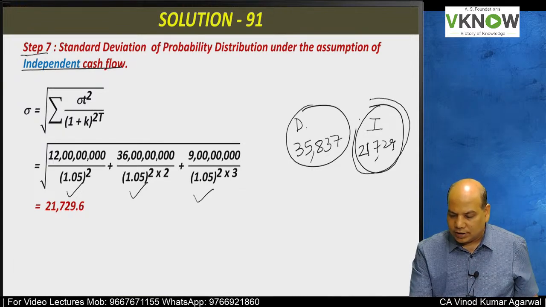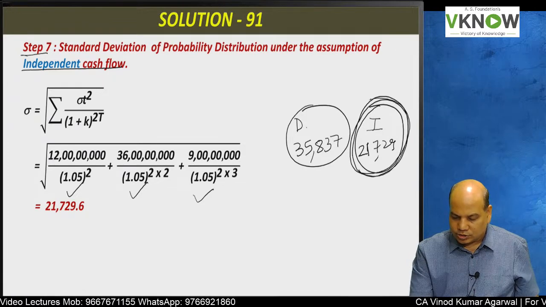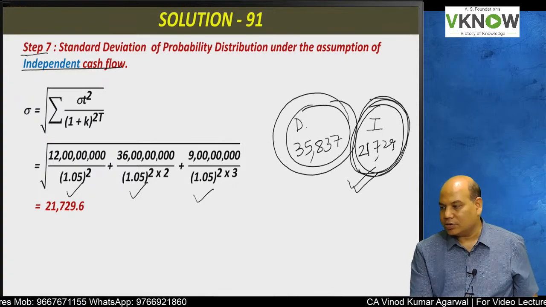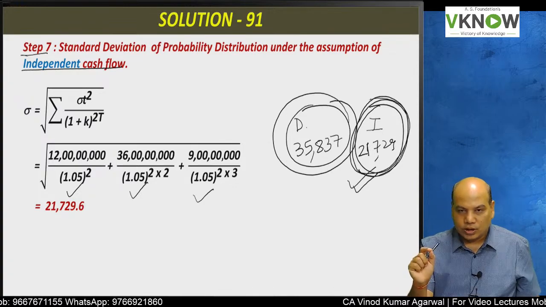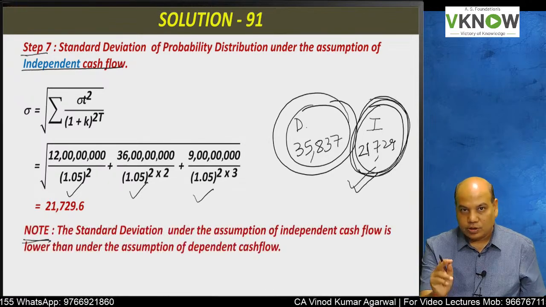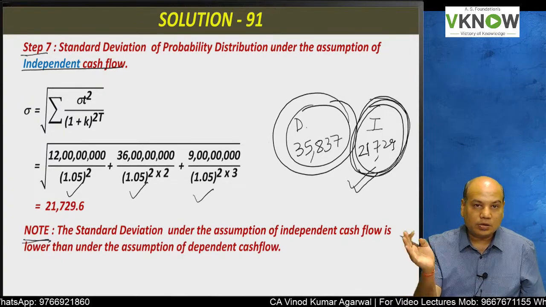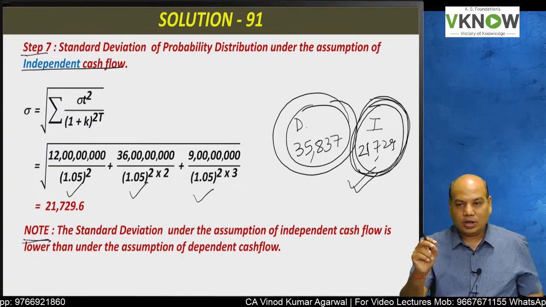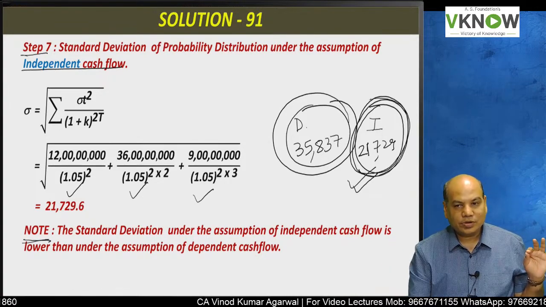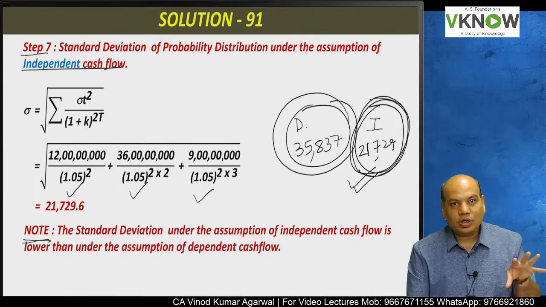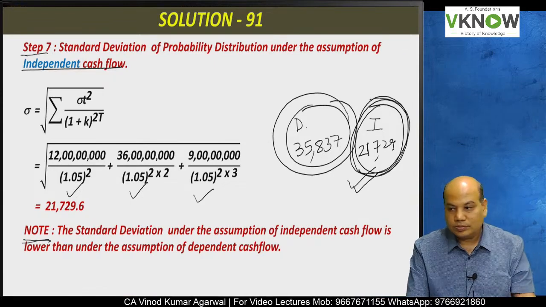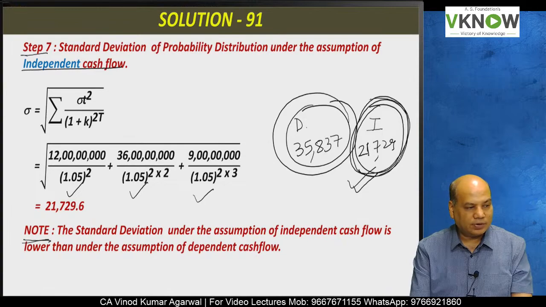standard deviation under independent cash flow assumption is lower than under dependent cash flow assumption, and this is going to happen every time. Write down please a note. This will happen in every problem. You can try the other questions also that we have solved. Under independent cash flow assumption, the risk is less because what happened in past will not affect your future. But if the cash flows are dependent, the risk is more, and that is reflected in the standard deviation also.